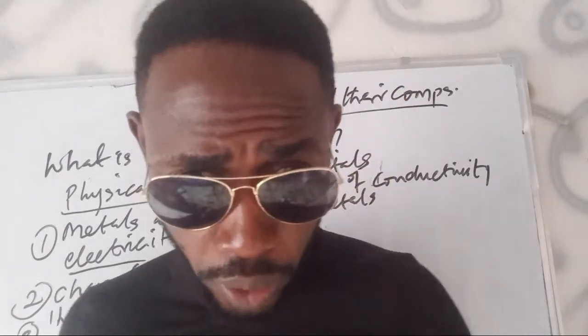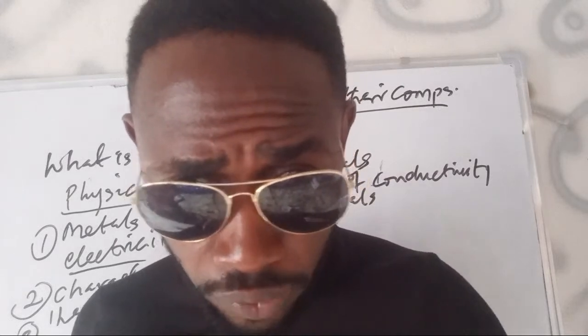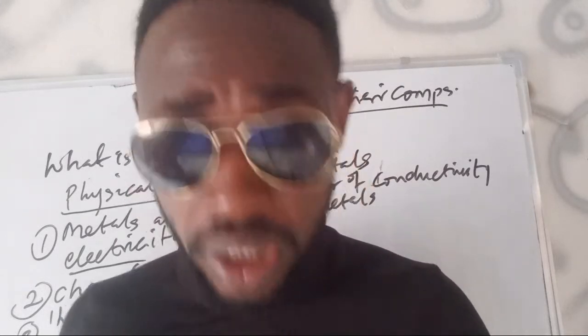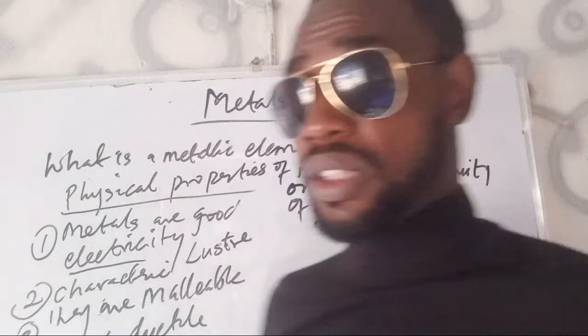So the chemical properties, somebody say, please, with the density of mercury... mercury is still a metal, and it has a high density, of course.